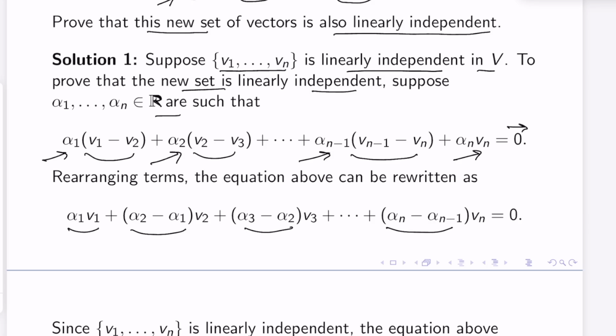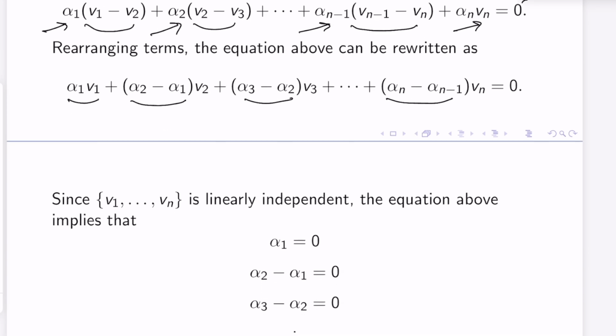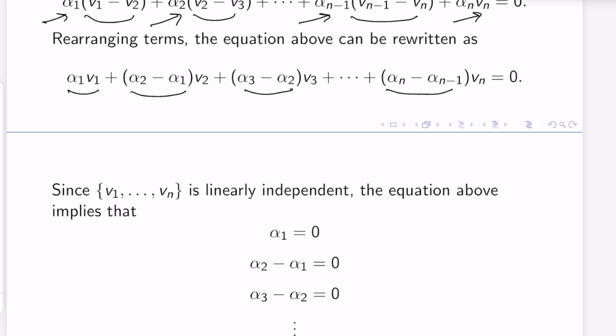Okay, and since we already know that the set v1, v2, ..., vn is linearly independent, what does it mean? This is just a linear combination of those vectors, right? So what it says is that the coefficients must go to 0 simultaneously, right? So alpha 1 equal to 0, and then the second one, alpha 2 minus alpha 1 equal to 0, and so on, up to alpha n minus alpha n minus 1 equal to 0.